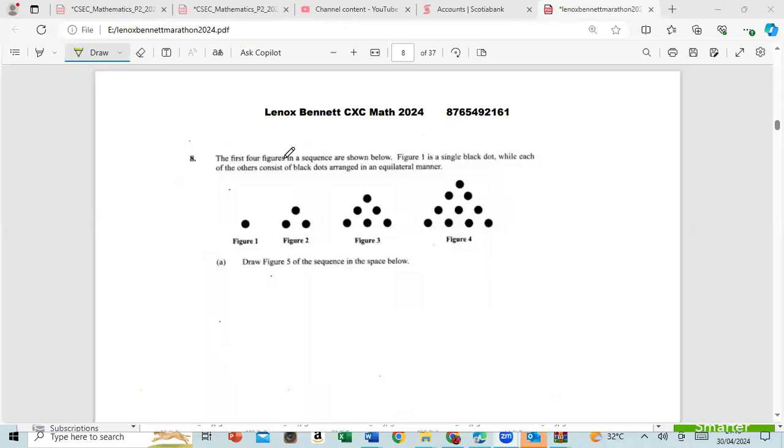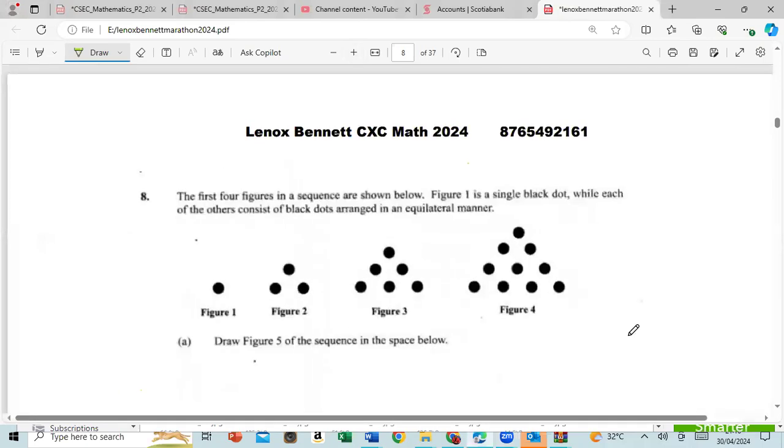Alright, so the first four figures in a sequence are shown below. Figure 1 is a single black dot, while each of the other consists of black dots arranged in an equilateral manner. So you can see the pattern, right? You have to study the first four.